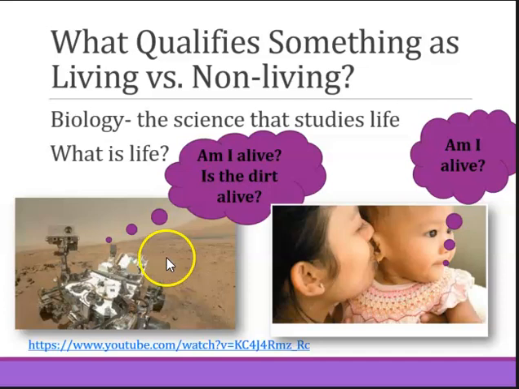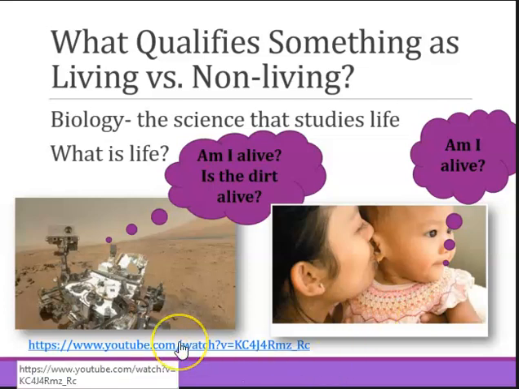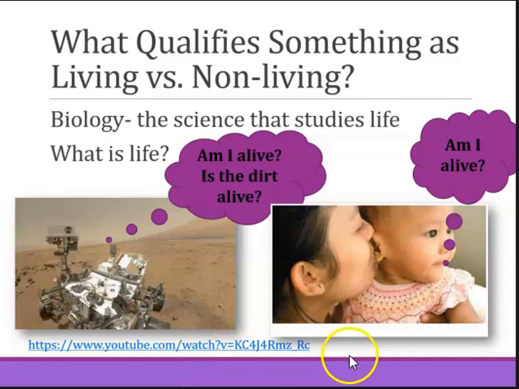On the left side of this slide, we see a picture of the Mars rover. It's asking itself, am I alive? Is the dirt alive? And then we see on the right a picture of a really cute baby. I'm sure the baby, in its many thoughts, asks itself, am I alive? This YouTube link goes to a video reporting about possible signs of life on the planet Mars that the Mars rover might have discovered. If you have some time, make sure you check out that YouTube video.